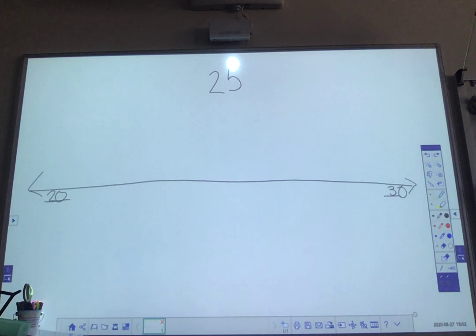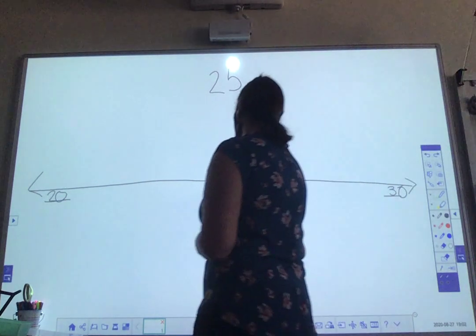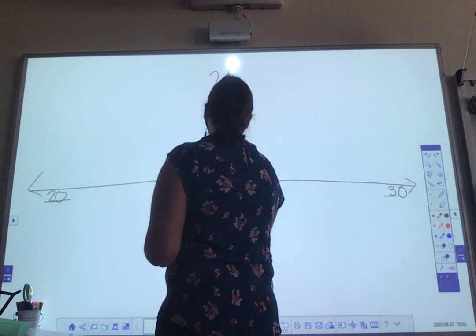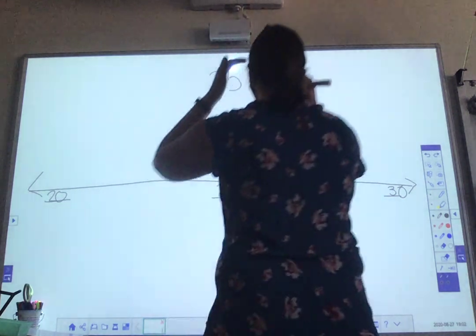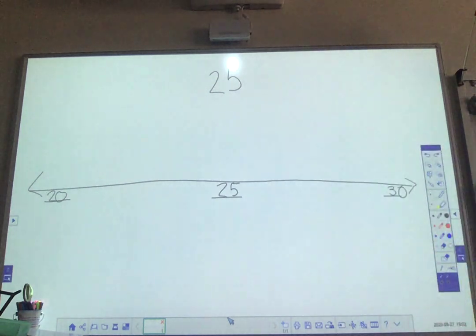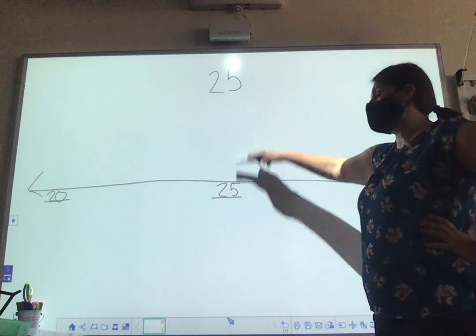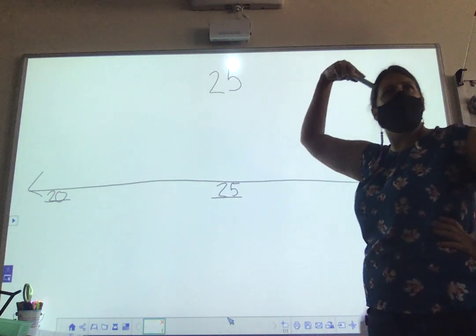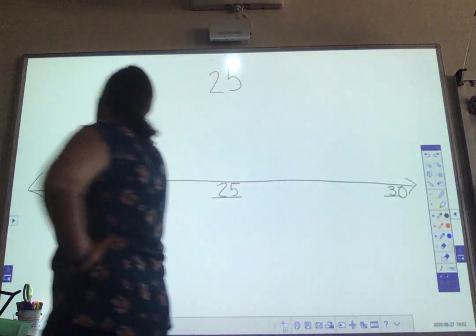What number is in the middle? Okay, Jasper. 25 is in the middle. Wait, hold on. Wait, no. That should start with 25. No, because that's not a tens number. But look. So here comes my chicken.